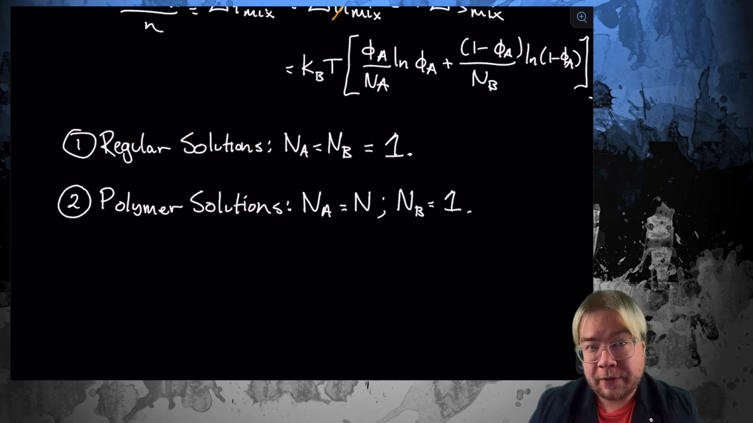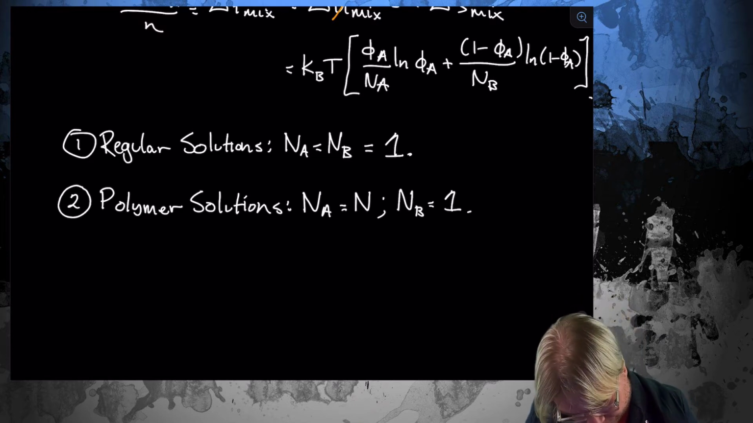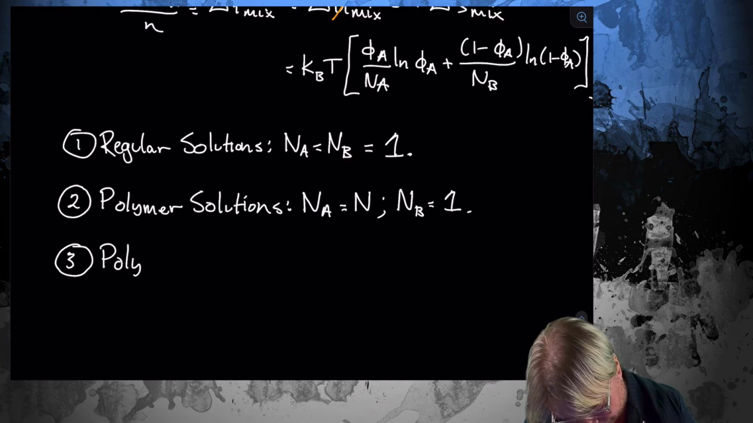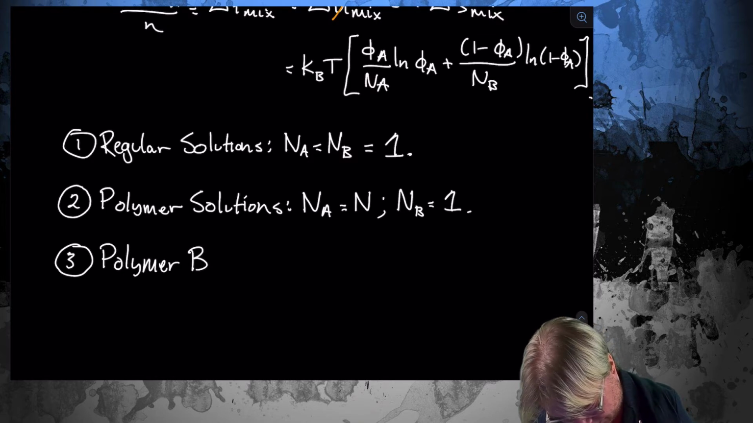And then the last thing that we need is what happens if we mix two polymers together. That would be a polymer blend. So we'll call polymer blends mixtures of two different polymers.